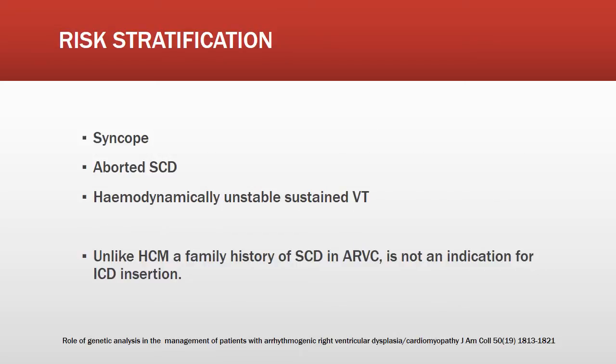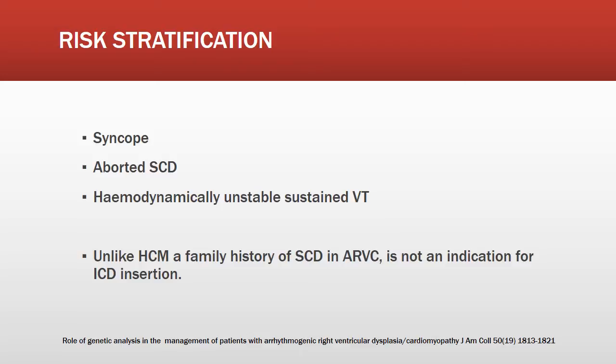So the markers which indicate that the patient needs an ICD are if the patient is having unexplained syncope, if there's aborted sudden cardiac death, and if the patient is having hemodynamically unstable sustained VT. Okay, so if the patient is feeling lightheaded or faints when he's having episodes of VT, then that's definitely an indication for ICD insertion. If you have a patient who's having VT but is completely asymptomatic, in some cases there's no need to actually insert an ICD.